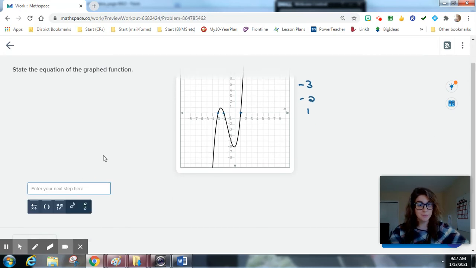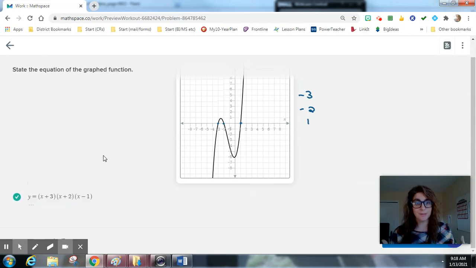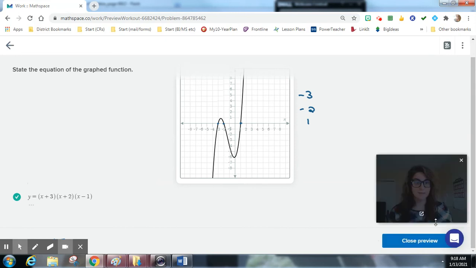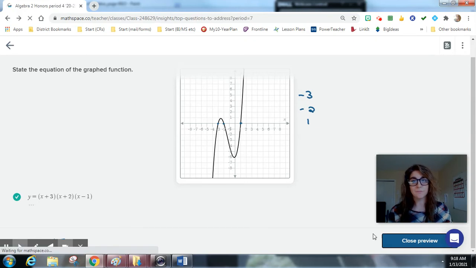So our equation would be y equals. I don't think they wanted f of x when I tried before. So we're going to do y equals, and we're just going to write those as factors. So x plus 3, because that's where our -3 comes from. -2 comes from x plus 2. And +1 comes from an x minus 1. And that is all that they wanted. You didn't even have to multiply that out to get the full original equation. You could have just left it in that form.